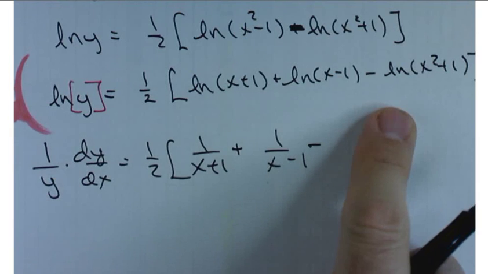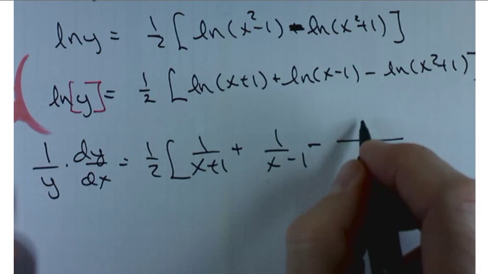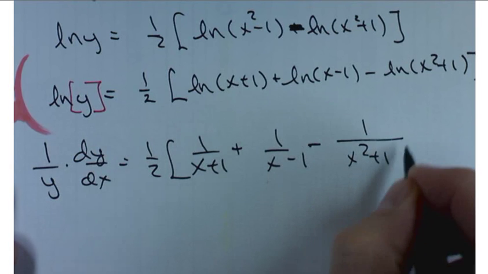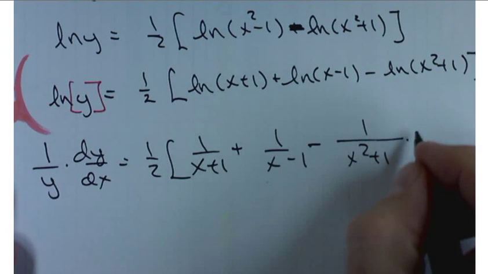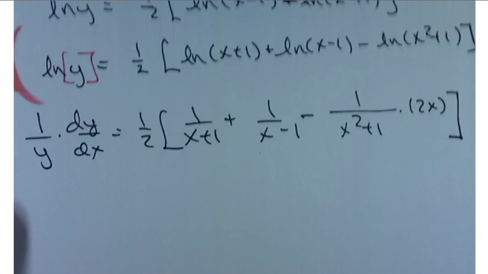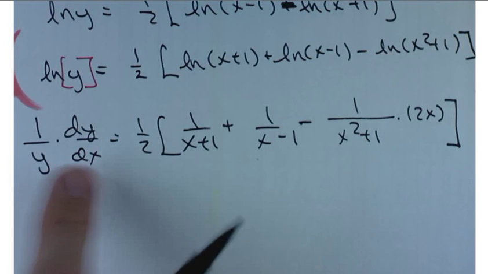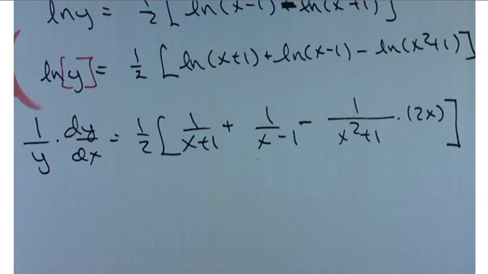But the last one, we got to be a little bit more careful. What's the last one going to be when you differentiate it? Nice. It's 1 over x squared plus 1 times the derivative of x squared plus 1, which is your 2x. I still don't quite have dy by dx by itself yet.